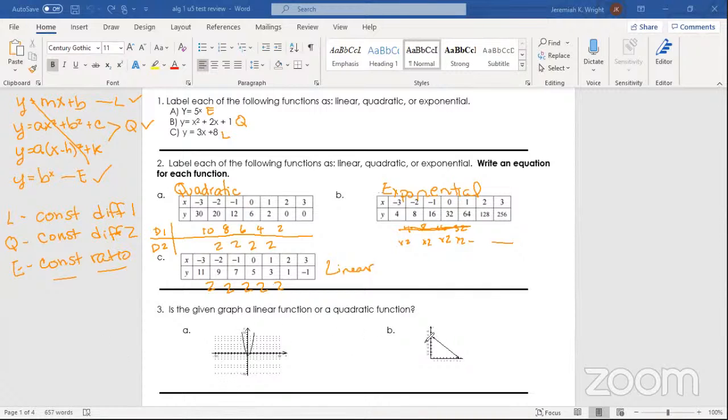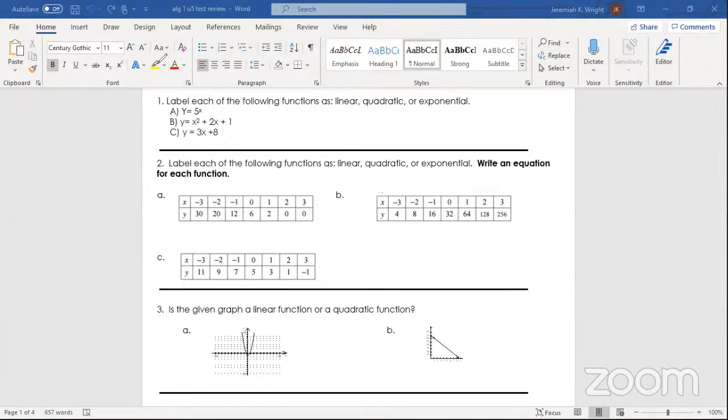Now let's look at these graphs. Is the graph of this a linear or quadratic function? Well, this one is linear because it's a straight line. This one's a parabola. That means that's quadratic. What does an exponential graph look like? Well, we have exponential increase and we have exponential decrease. So there you go.